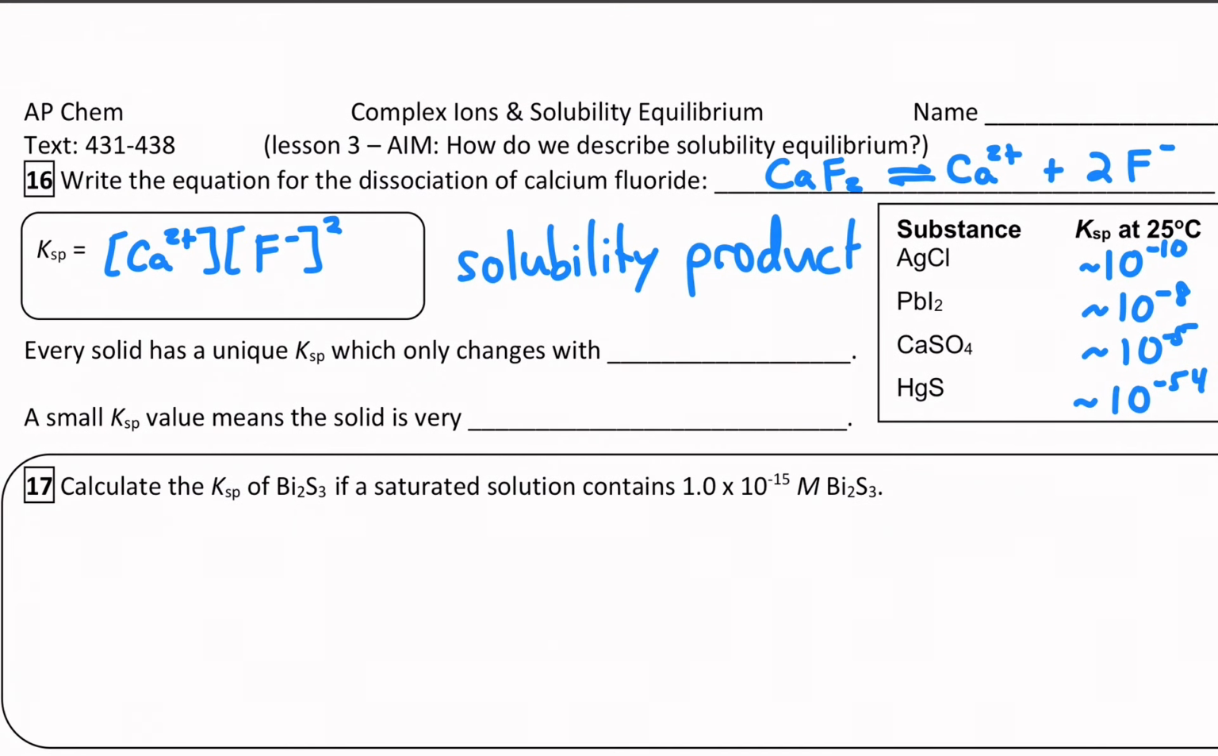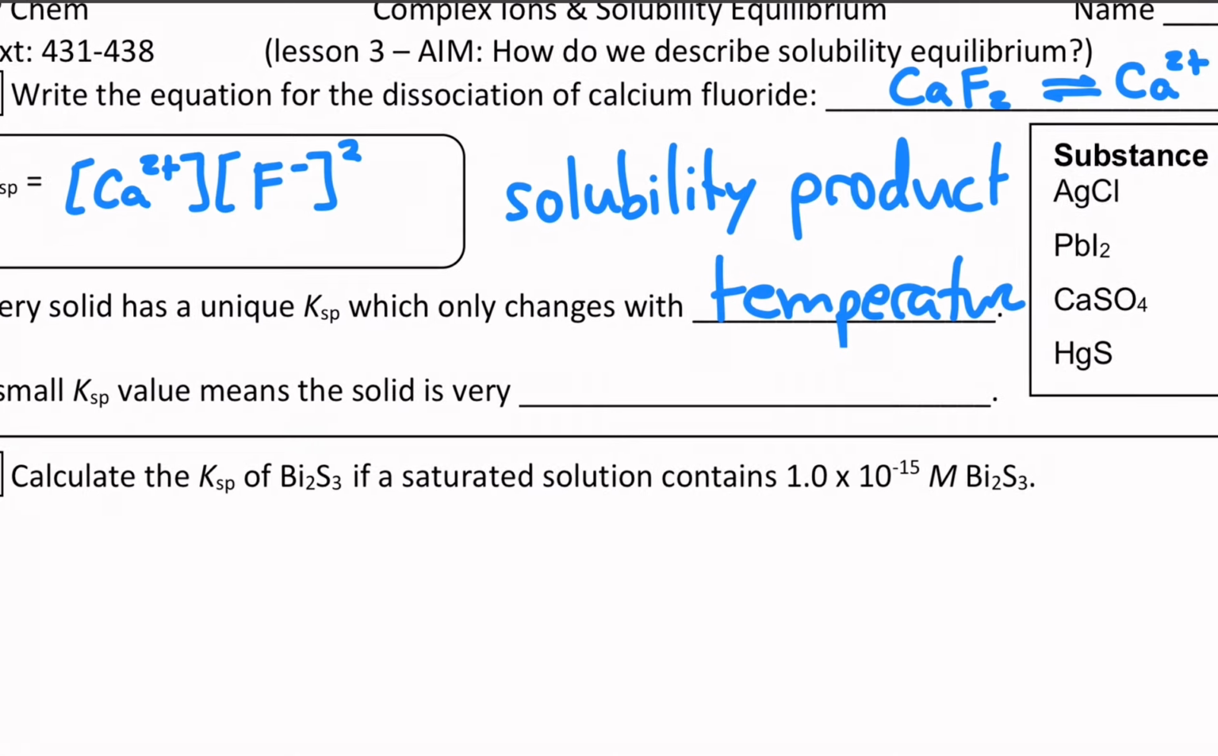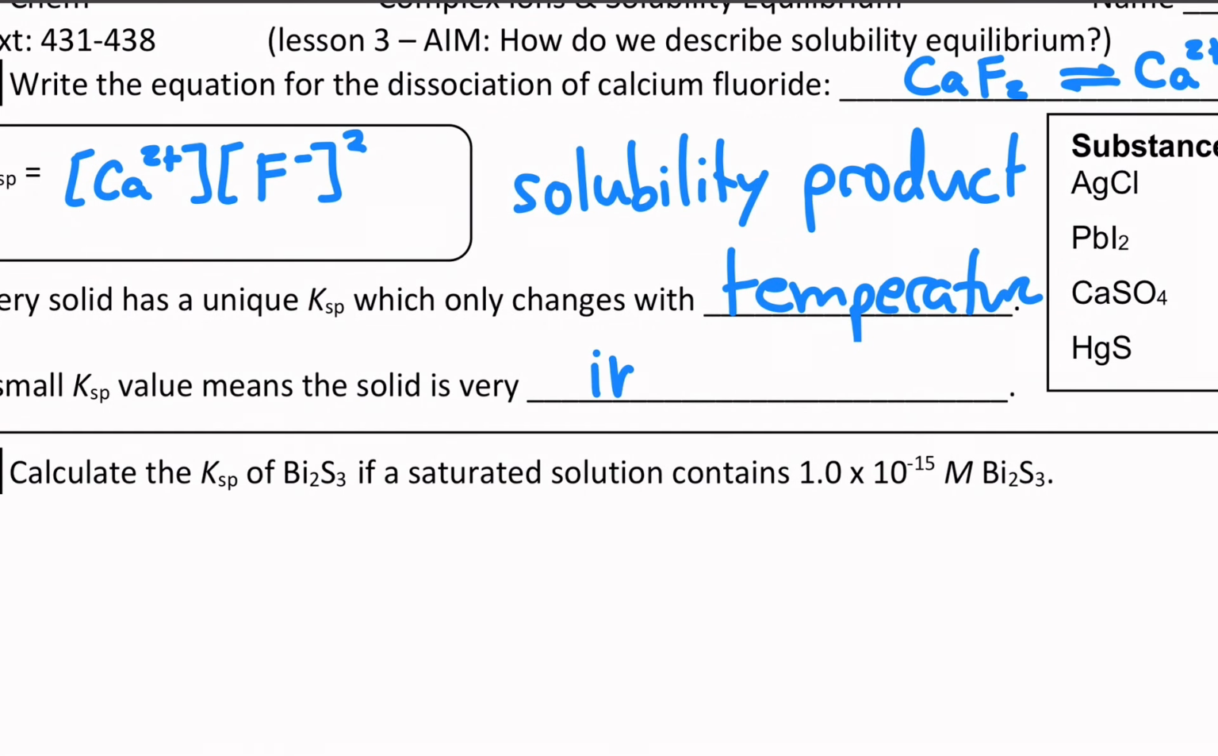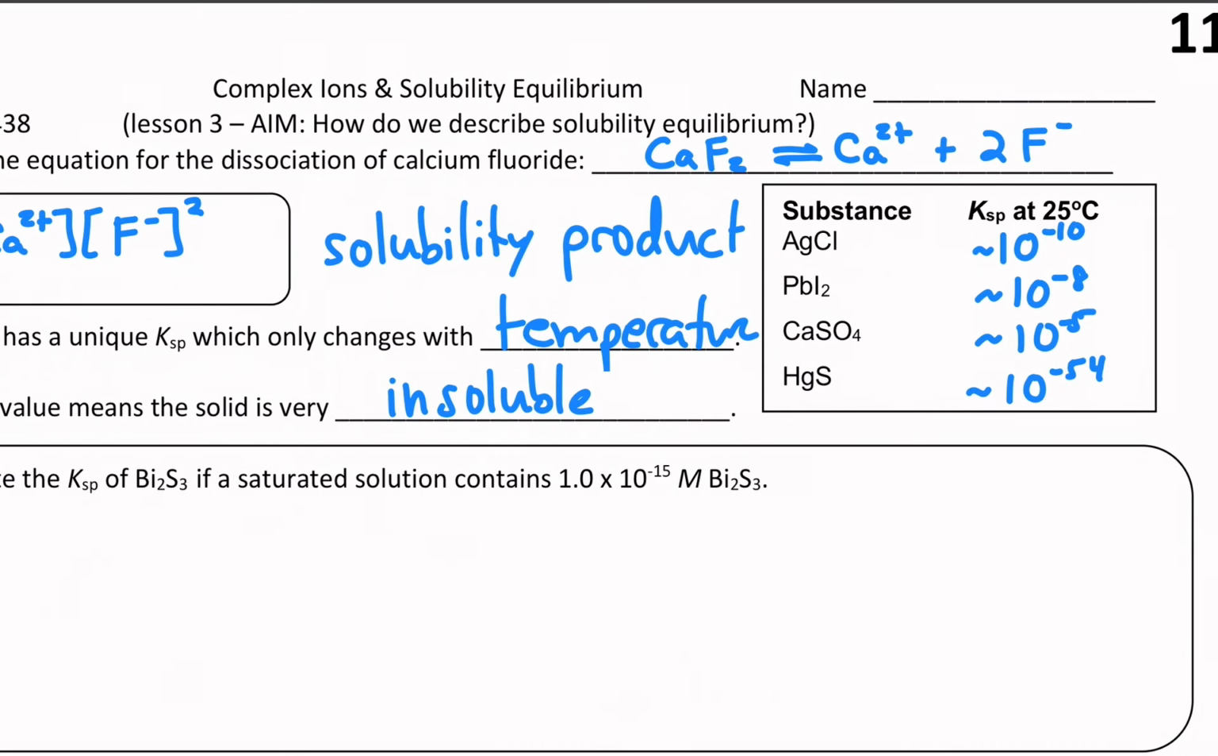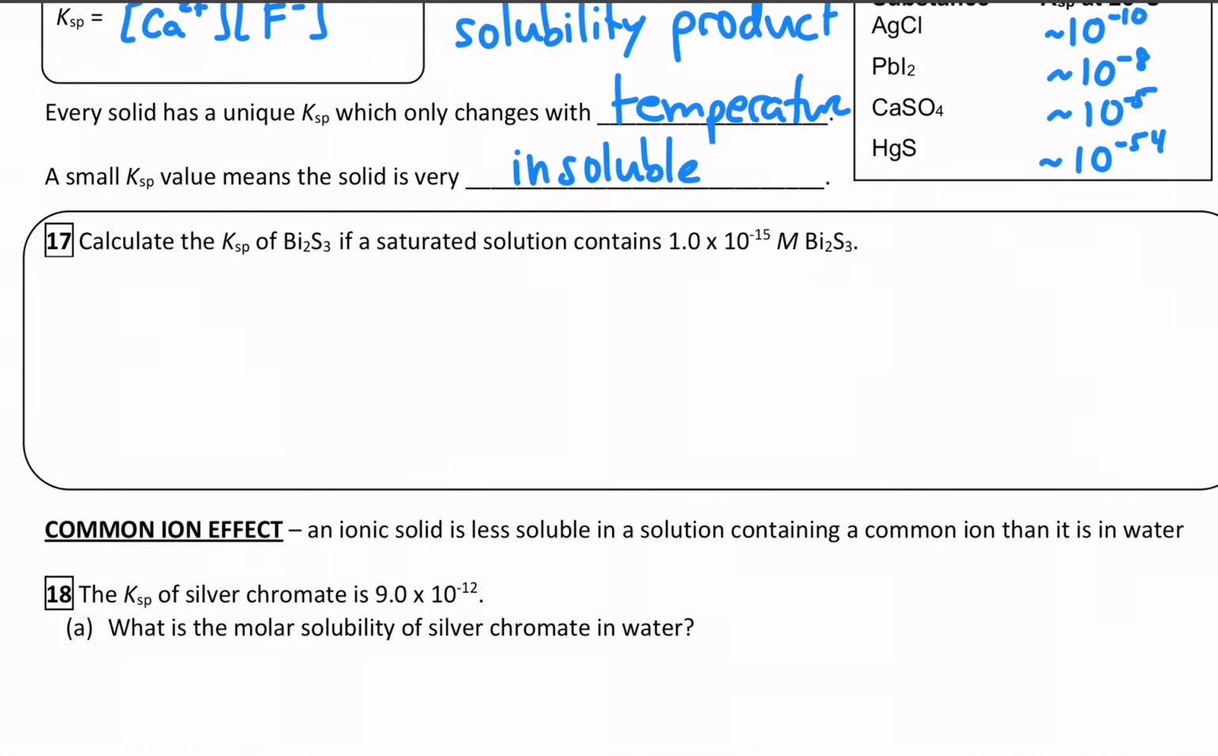So every solid has a unique K value, and just like every other K value, it only changes with temperature. And a small KSP means the solid is very insoluble. That's the point of this. But someone like an environmental chemist, or anyone else, frankly, in the chemistry industry might be very concerned with, even if it's very insoluble, how much do I actually have? So these values give us ways to quantify what amount does go into aqueous solution. So we're going to look at how we use those today.